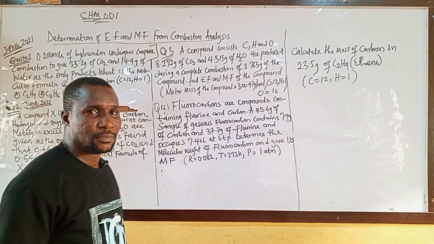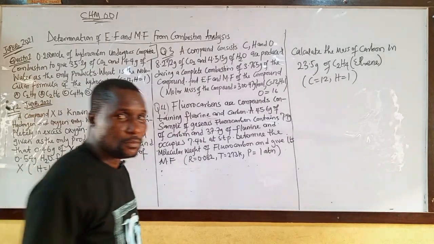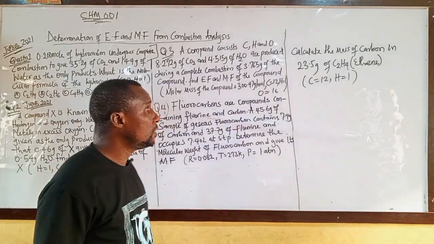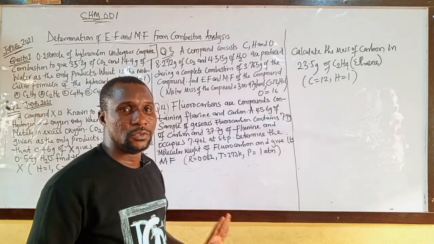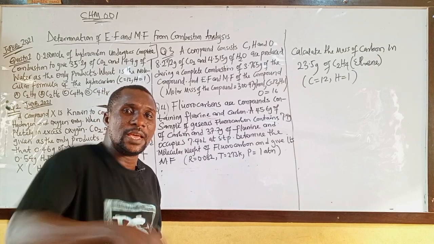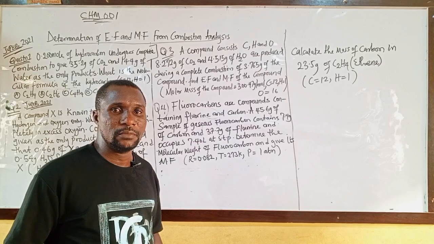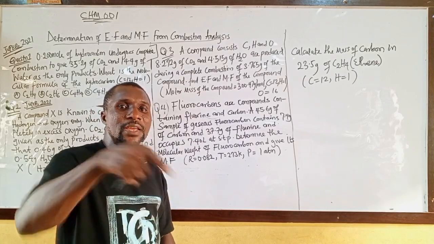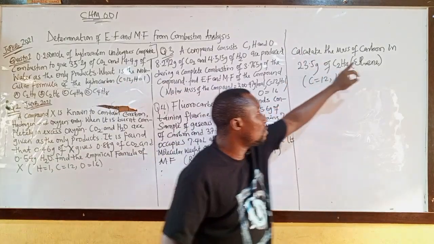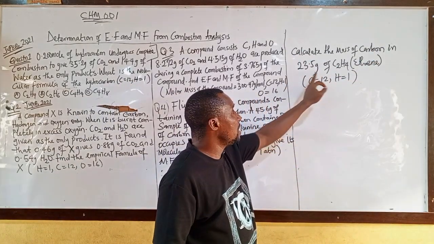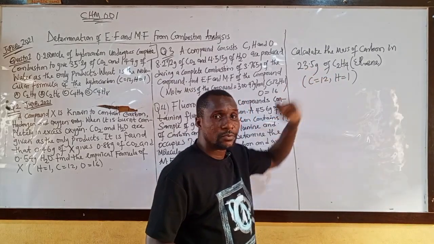How do we do this? Because you need this concept in this video. That's why I'm using this as an example. How can you calculate the mass of an element in a compound? You have to know how to calculate the mass of an element in a given mass of a compound. In this case, they want you to calculate the mass of carbon in a given mass of C2H4. The mass of the C2H4 is 23.5 grams. How do we do that?